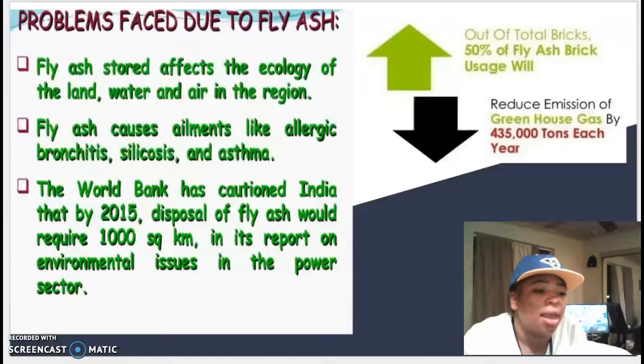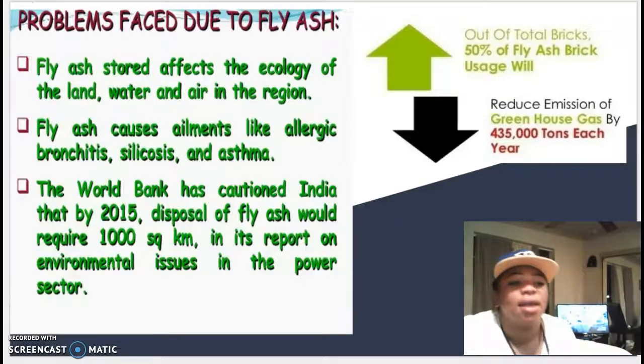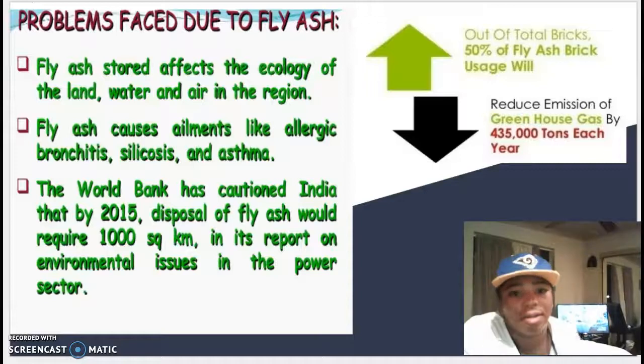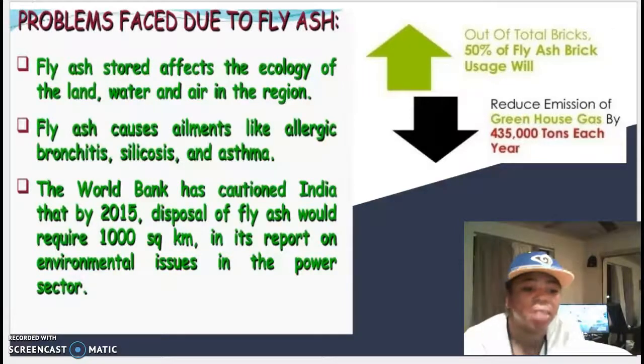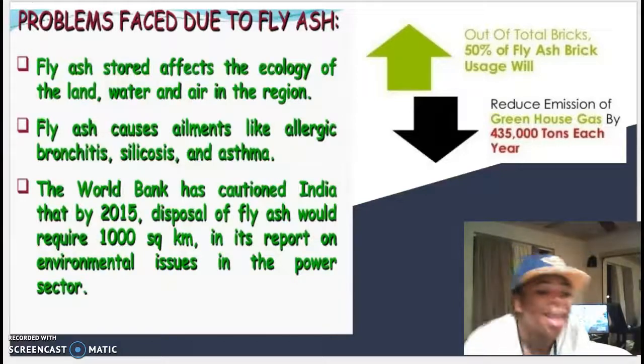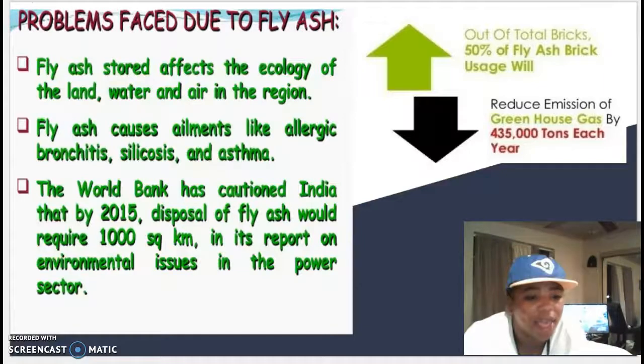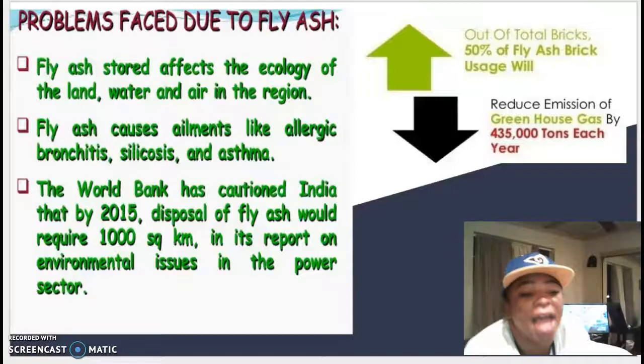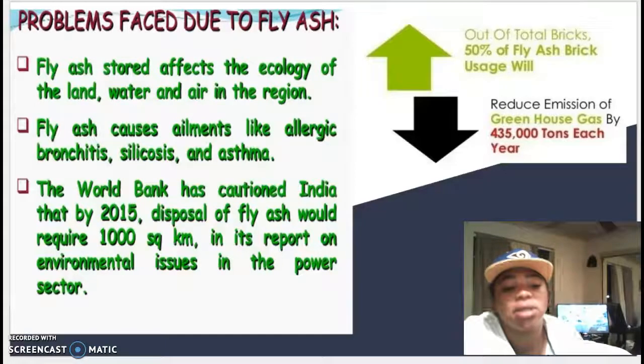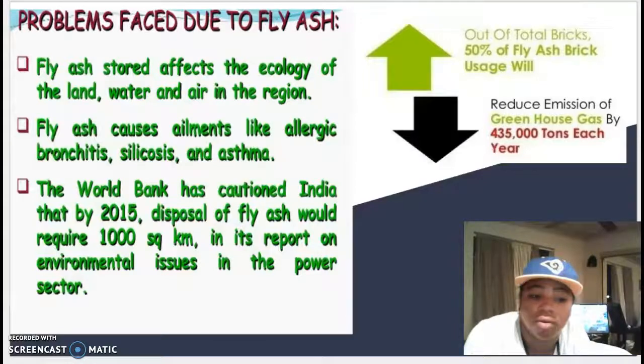And last but not least, problems faced due to fly ash. There are always pros and cons, and I wanted to include those. Fly ash affects the ecology of the land, water, and air in the region. Con: fly ash causes ailments like allergic bronchitis and asthma, which is not good, obviously. And the World Bank, just a fun fact, has cautioned India that by 2015, disposal of fly ash will require 1,000 square kilometers in its report on environmental issues in the power sector.